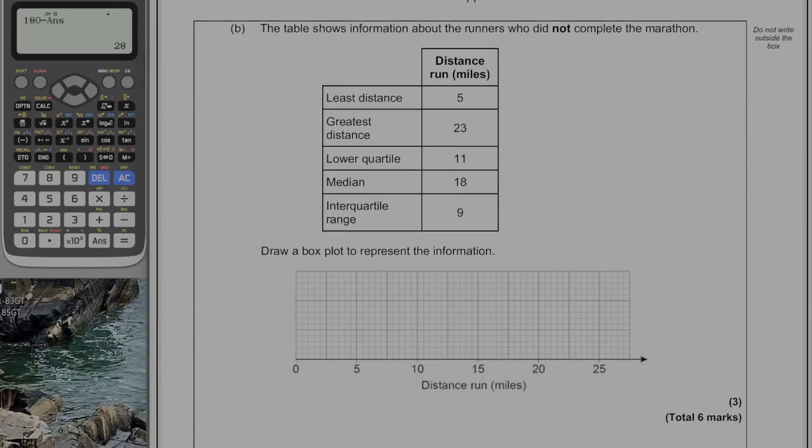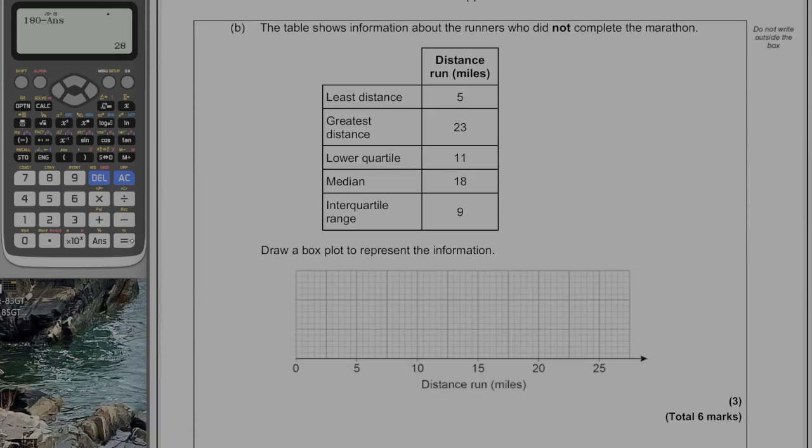Right, part B. The table shows information about the runners who did not complete the marathon. Least distance, 5 miles, greatest distance, interquartile range, lower quartile, median. Draw a box plot to represent this data. So least was 5. Let's put what we can in directly. Greatest distance, 23. So 2 squares would represent 1. So 23 is going to be here.